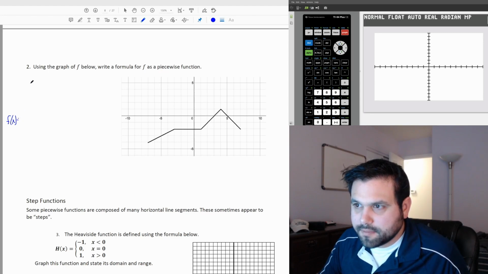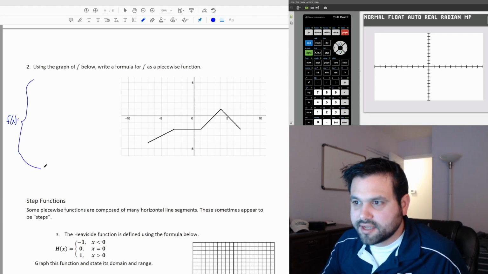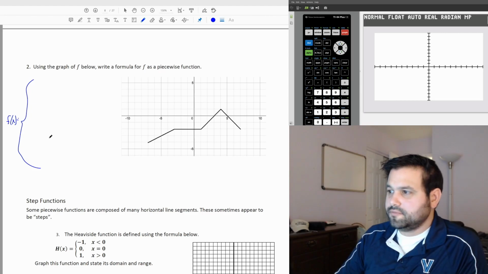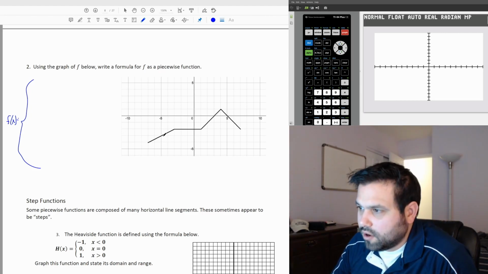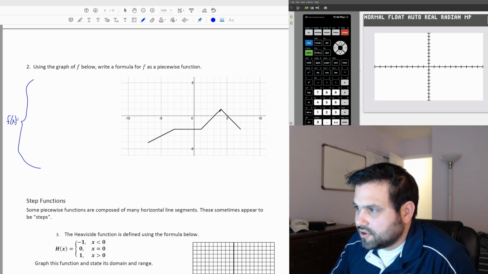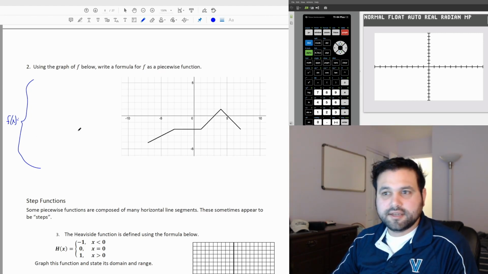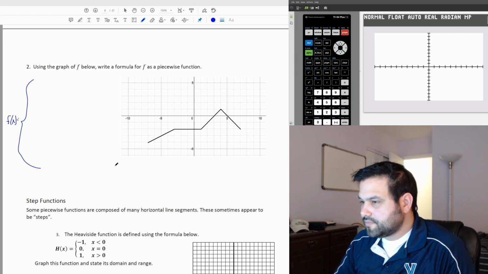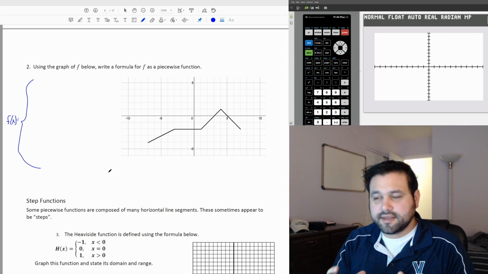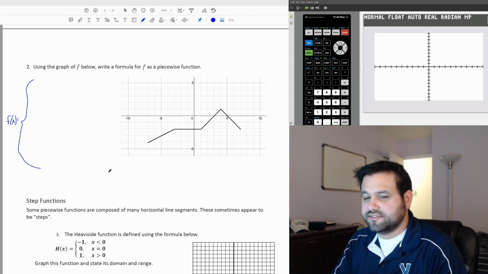And I'm going to make my squiggly brackets, and I'm going to leave myself a lot of room because how many pieces do I have here? 1, 2, 3, 4. I've got to fit 4 different rules and domains in for this. So here's how I approach these piecewise functions.